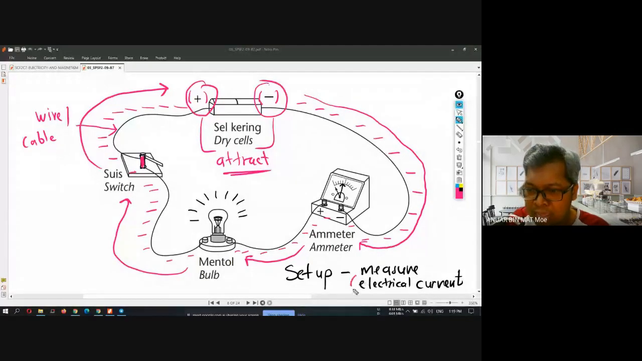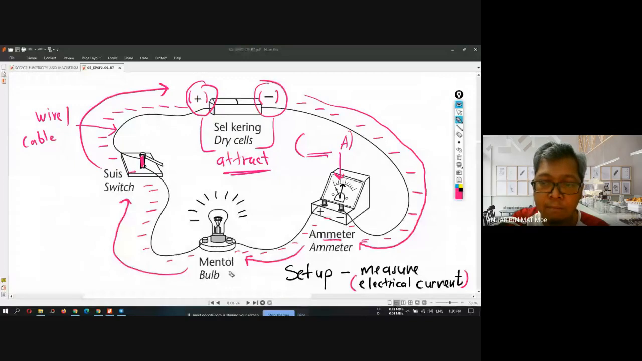So it will create electrical current, and the electrical current will be measured by the ammeter. We can know how much ampere the current is. And then we can use the flow of electron, the flow of negative charges, to create devices. For example, in this picture, what is the device we use to make use of the moving electron? We are using a bulb, because when the electron flows through the bulb over here, it will light up.